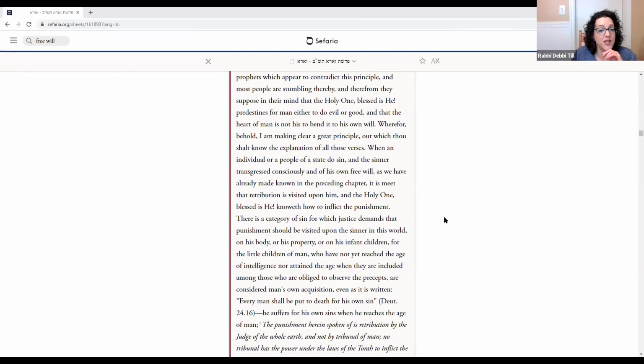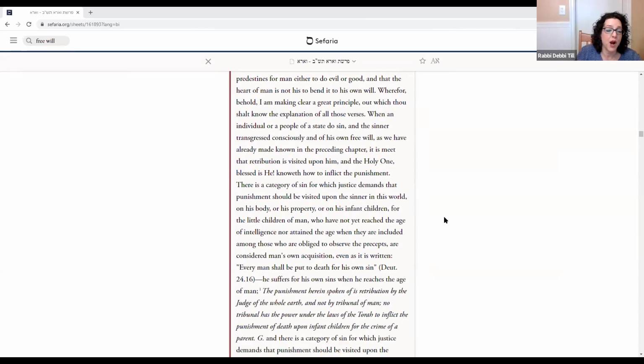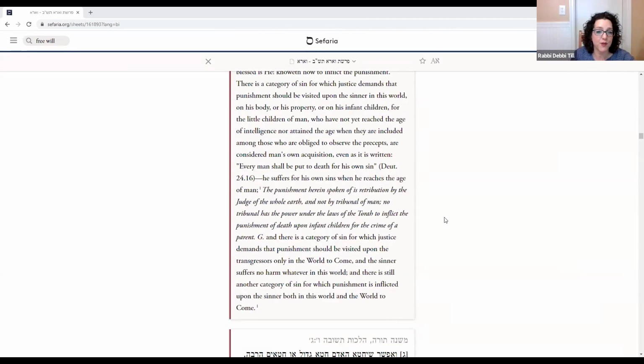There's a category of sin for which justice demands that punishment should be visited upon the sinner in this world, on his body or his property or on his infant children, God forbid, for the little children of man who have not yet reached the age of intelligence nor attained the age when they are included among those who are obliged to observe the precepts, are considered man's own acquisition, as it is written, every man shall be put to death for his own sin, right? He suffers for his own sins.